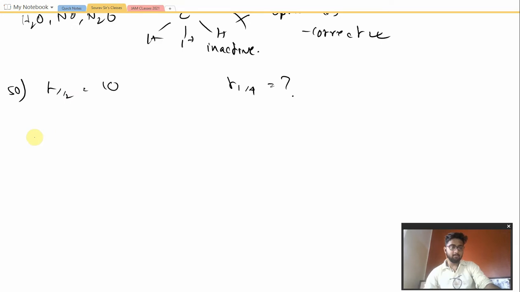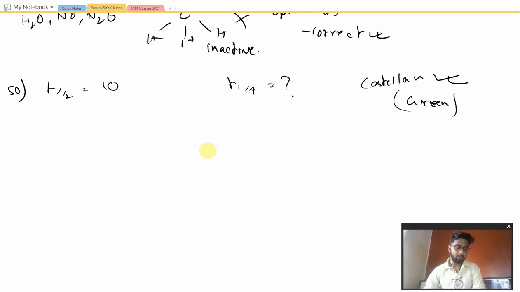I am not doing a derivation over here. You may find it in any standard kinetics textbook. Or let me just suggest one: you can look at the Castellan book. It is a green color book, so it will be easy for you to figure out which one it is. In this book the kinetics is very well explained, so you can look at the derivation for the second order reaction.